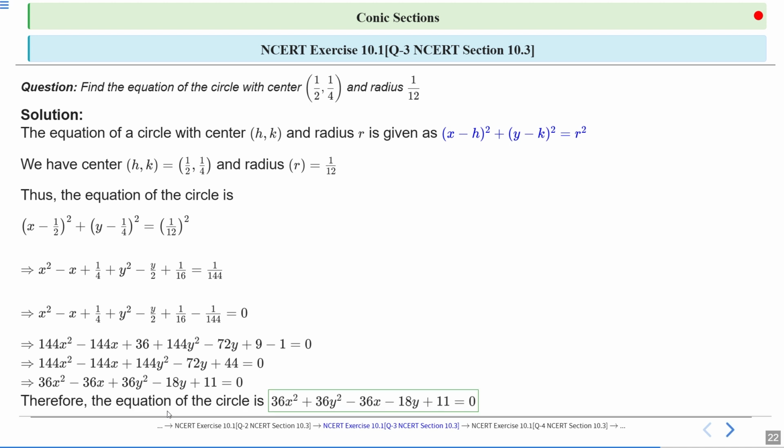So therefore the equation of the circle is 36x square plus 36y square minus 36x minus 18y plus 11 equal to 0. So our answer will be 36x square plus 36y square minus 36x minus 18y plus 11 equal to 0. I hope it is clear to all of you. Now let us move to the next question.